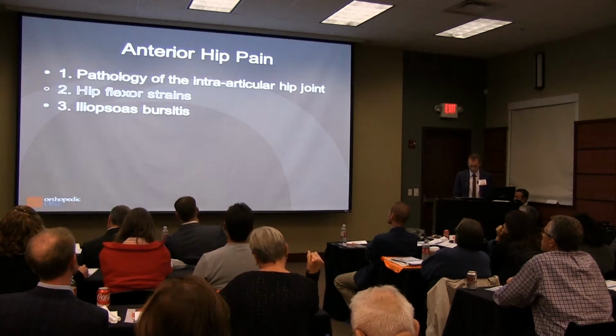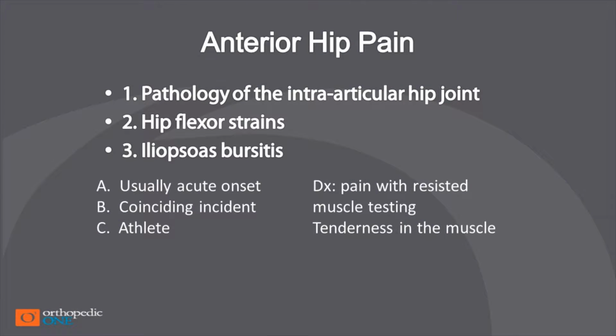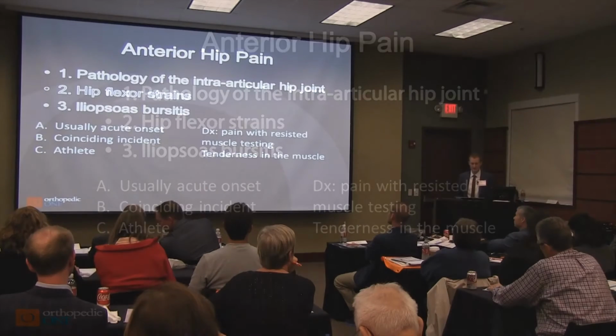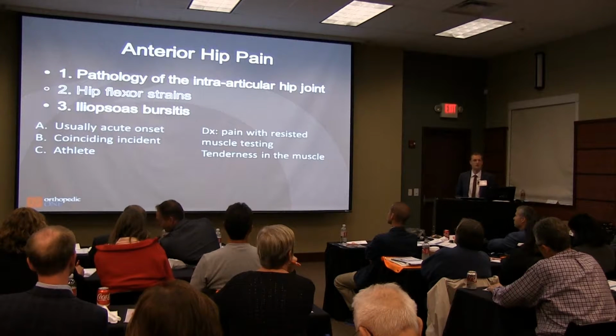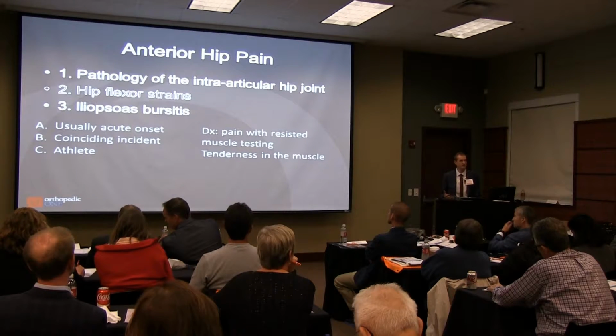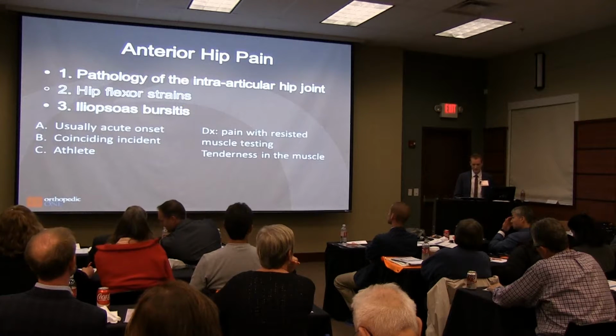So moving on, hip flexor strains. This is going to be more related to an acute onset. Usually patients know when the injury happened. There's some kind of incident where they say, yeah, I was doing this and started having pain. It's often in athletes, but on physical exam these people will have pain with resisted muscle testing, as well as tenderness in the muscles. So the main hip flexors are your tensor fascia lata, your iliopsoas, and rectus muscles.